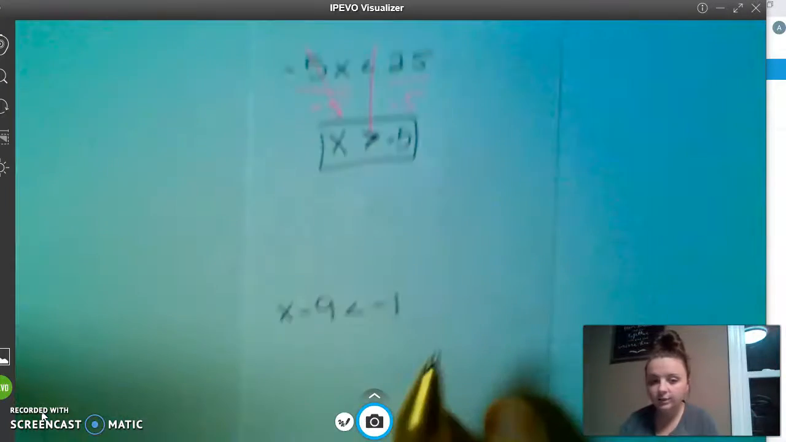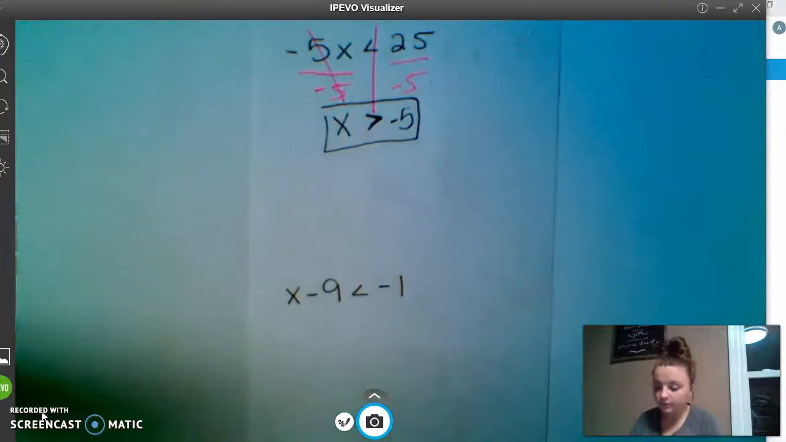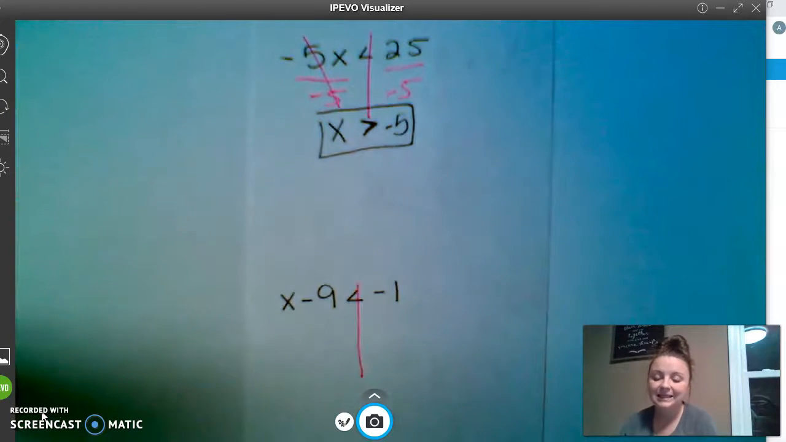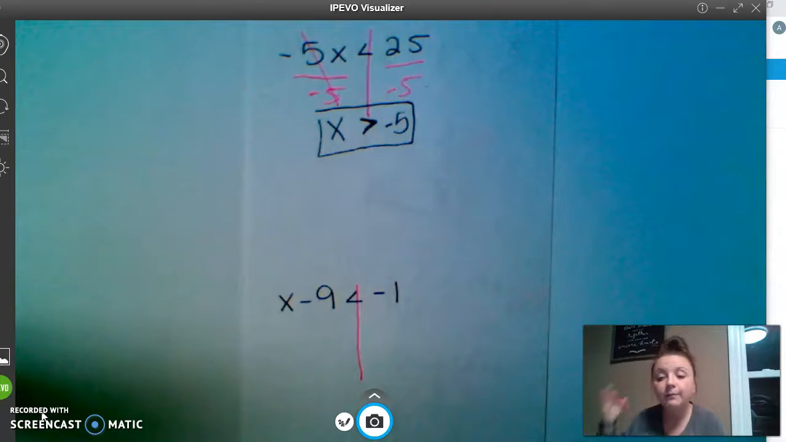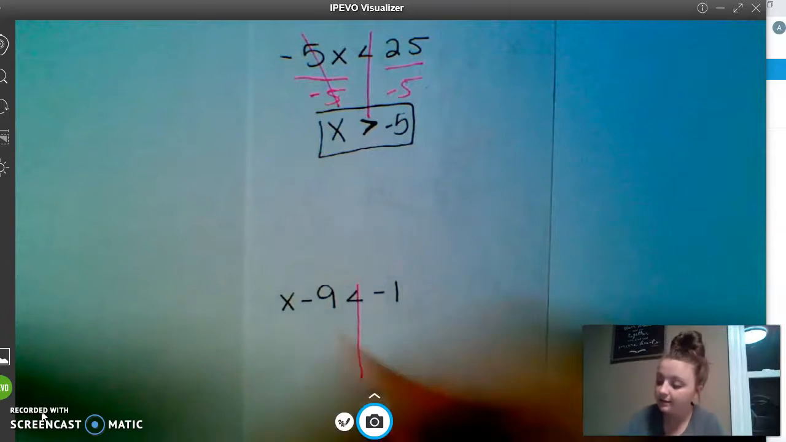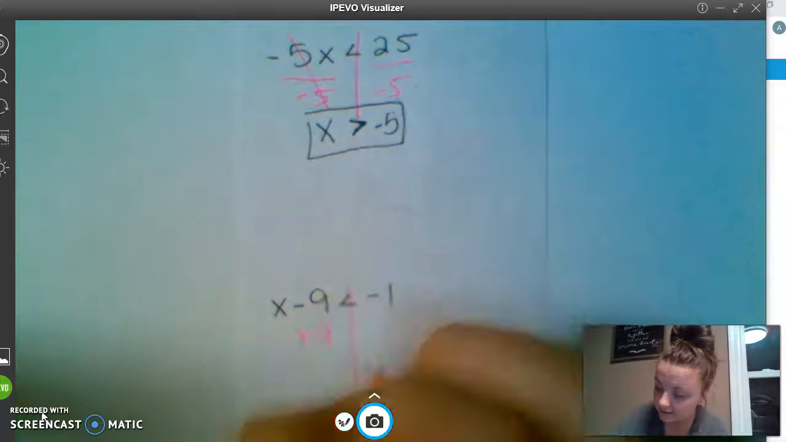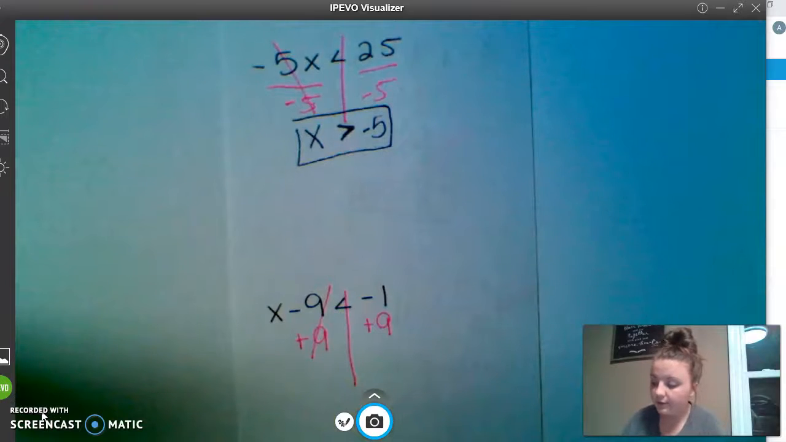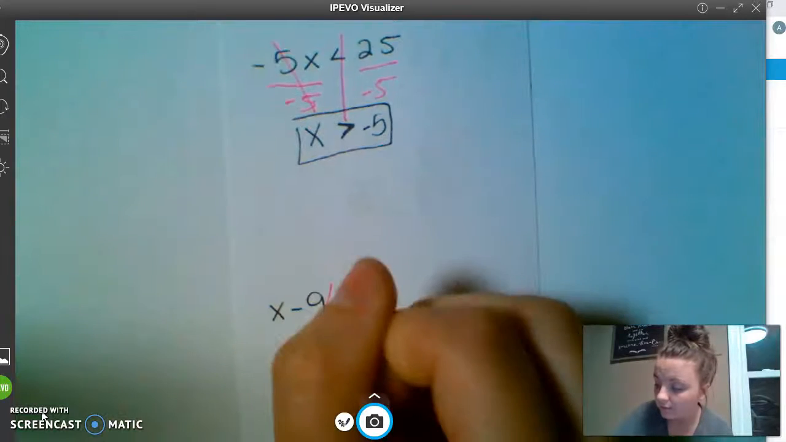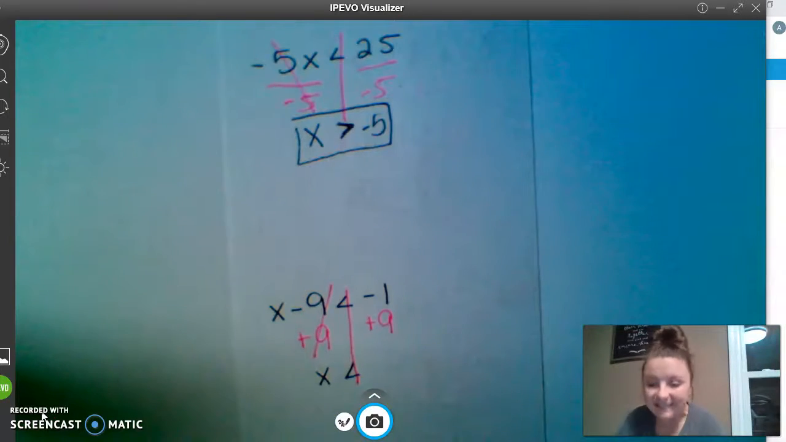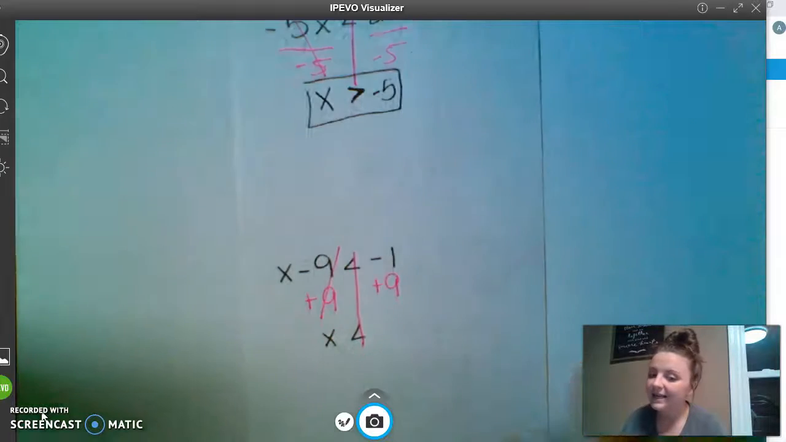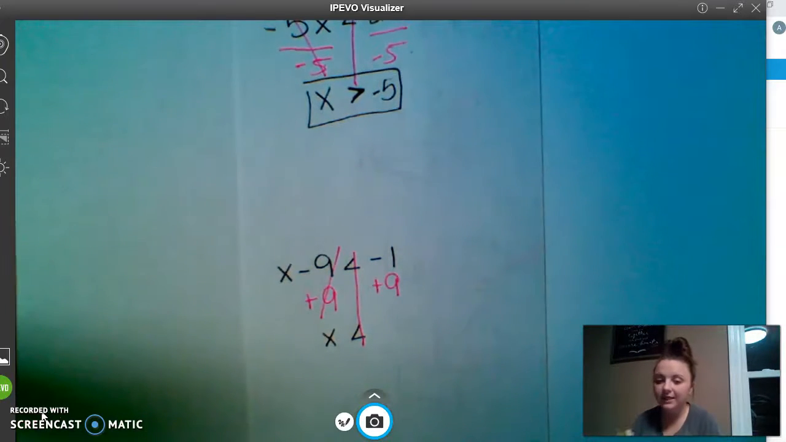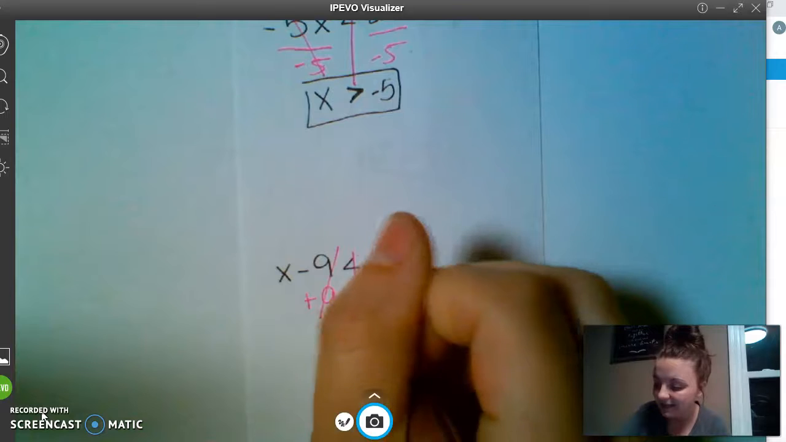The bottom one we had some confusion on. So remember, x minus 9 is less than negative 1. So to get rid of the minus 9 to isolate the x, we would add 9 on both sides. A common answer that we got that was wrong was 10. But negative 1 plus 9 is not 10. Negative 1 plus 9 is 8.